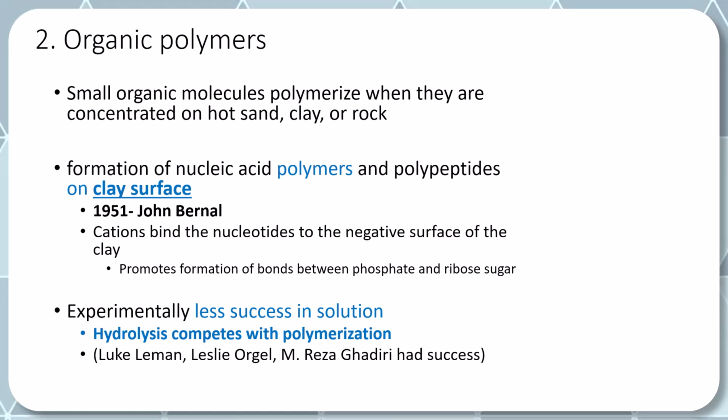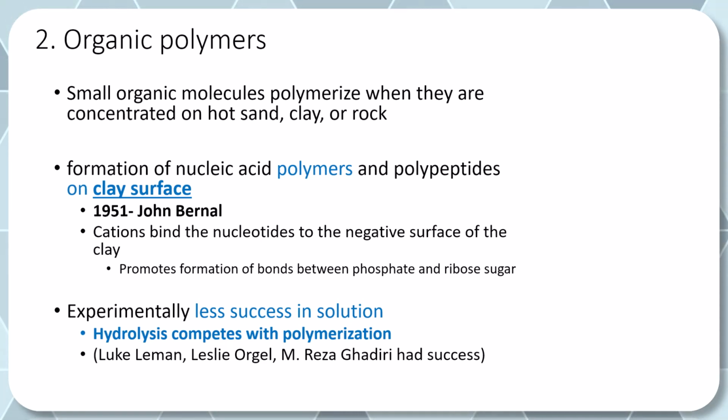So formation of nucleic acid polymers and polypeptides, so that's chains of amino acids, were seen to link together way back in 1951. Cations bind the nucleotides to the negative surface of the clay, and that really promotes the bond formation between the phosphate and the ribose sugar of those nucleic acids.